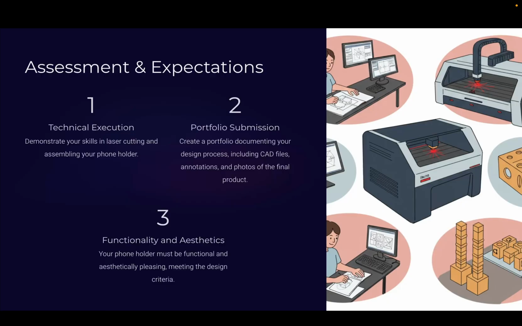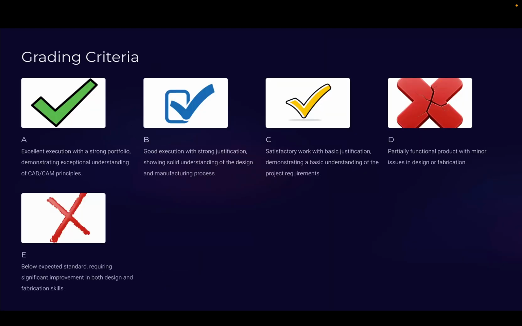For grading criteria, this is how you will be graded. A. Excellent. Strong CAD/CAM understanding, high quality work. B. Good. Well executed with strong design justification. C. Satisfactory. Basic work with some justification. D. Partial. Product has minor issues. E. Limited. Below expected standard. Needs improvement.